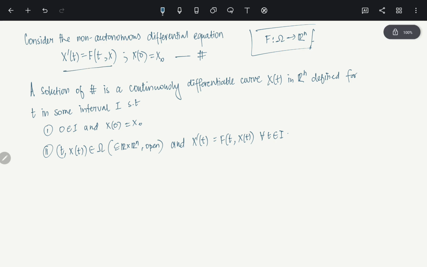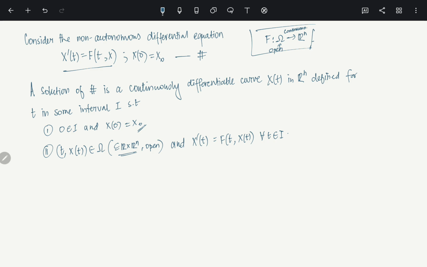What is the requirement on f? You see this t is varying in some interval in R, so we can think of it as R. So f is defined on omega, which is an open subset of R cross R^n. And we will also assume that it is continuous. So basically it means that it is continuous with respect to both variables, the t variable and the x variable. Clear?